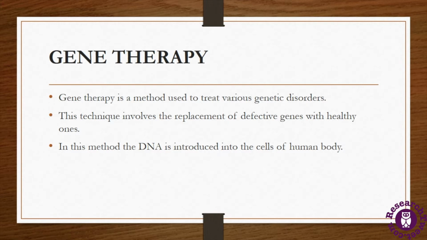So if an offspring inherits defective genes for a particular trait from its parents, then these defective genes also show their functions in its structure. So due to these defective genes, several genetic disorders are caused in these offspring. So in the case of gene therapy, this defective gene is replaced by the healthy gene in the organism, and by this technique these disorders can be cured.